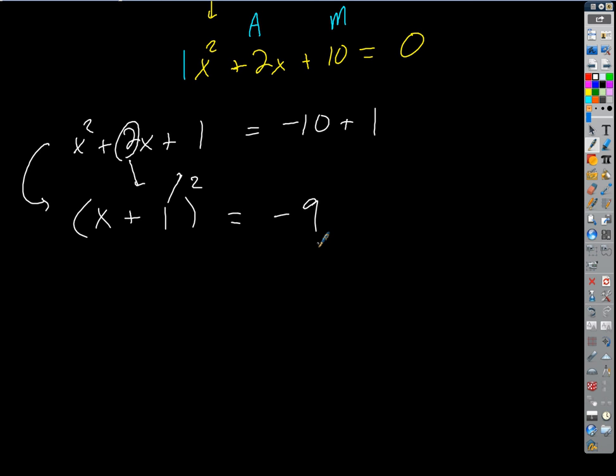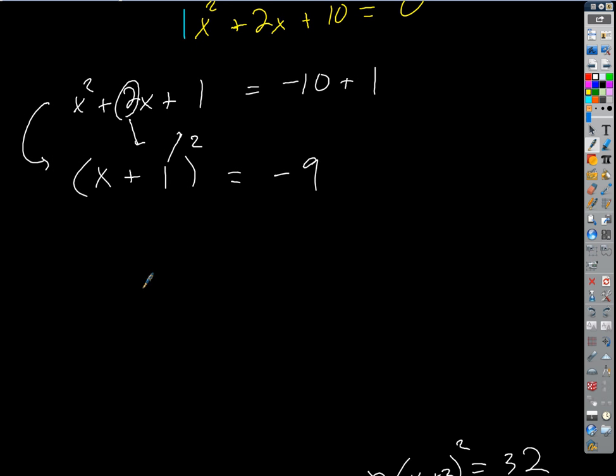Very simple. Square root both sides, and then get the x by itself. Oh, subtract 1. Right? So if I square root both sides, I get x plus 1 equals plus or minus, what's the square root of negative 9? Negative 9 and i. So the negative is going to become an i, right?